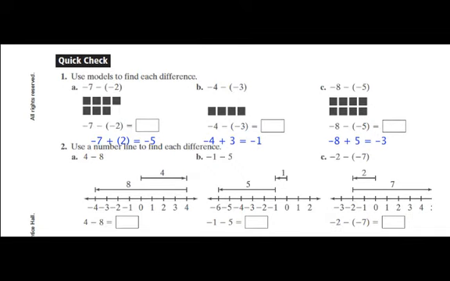Now try 2A, B, and C. Again, pause the video, check your work once you're finished. Again, we're going to use same change opposite. We have 4 minus 8. That would be 4 plus negative 8. 4 plus negative 8 is negative 4. For B, we have negative 1 minus 5. Negative 1 plus negative 5 is negative 6. And finally for C, negative 2 minus negative 7. Same change opposite, negative 2 plus positive 7 gives us positive 5.